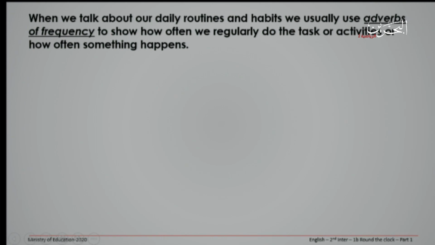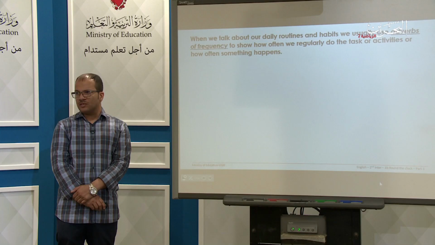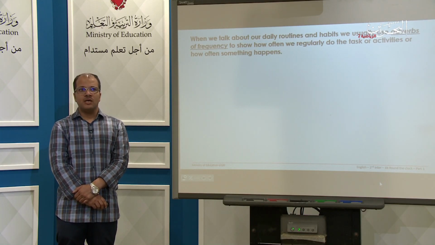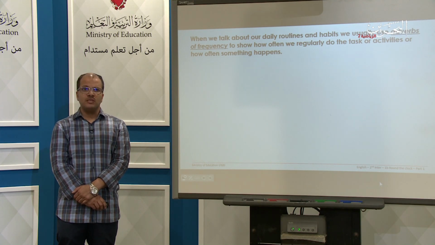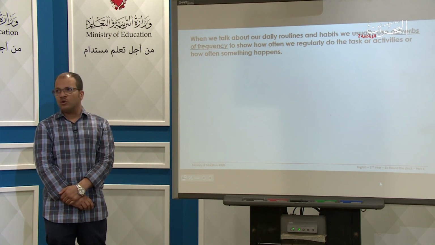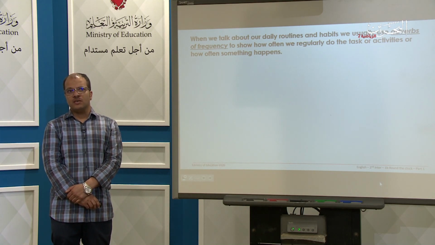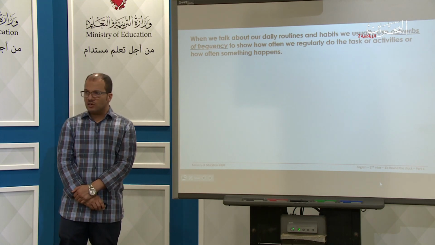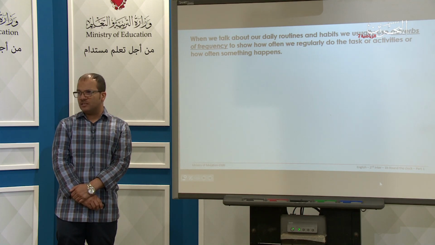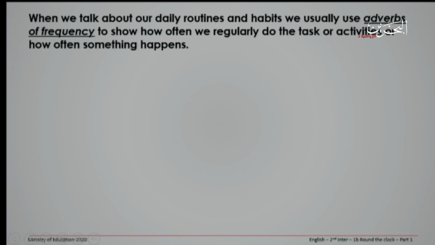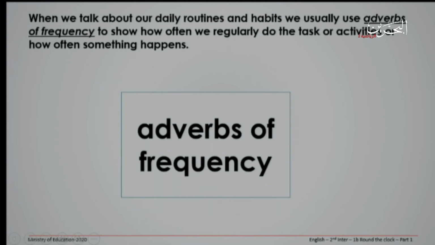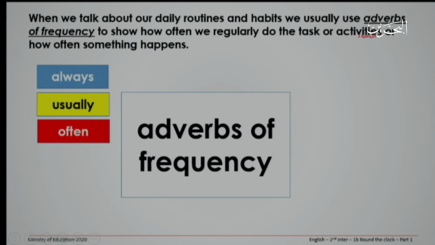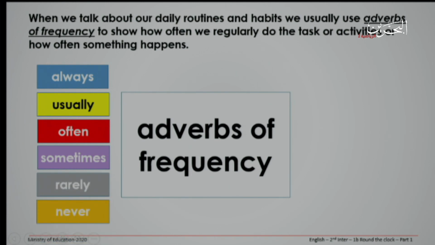How can we describe the actions we talk about in our sentences? When we talk about our daily routines and habits, we usually use adverbs of frequency to show how often we regularly do the task or activities, or how often something happens. So these terms have something to do with the time spent in doing all these actions. They are always, usually, often, sometimes, rarely, and never.